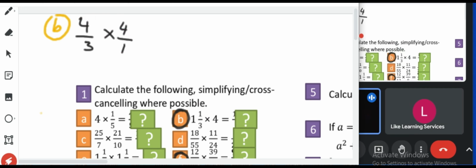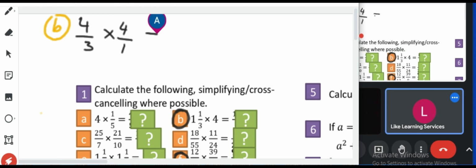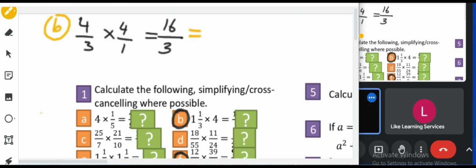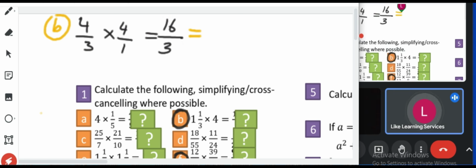So in this situation, would you just times the top and the bottom? Exactly. Especially if there's nothing that can strike out up and down. If you can't divide up, down, and reduce to a lower term. So 16 over 3, and that gives what? Always change it to a mixed number.